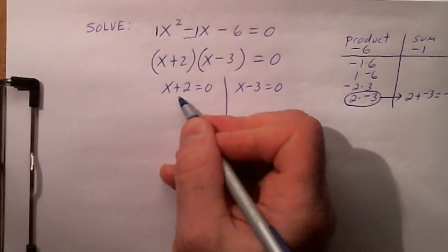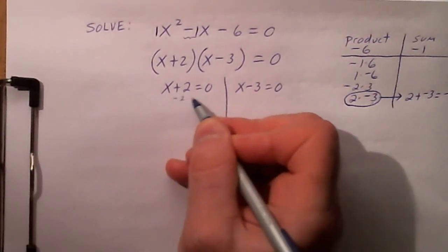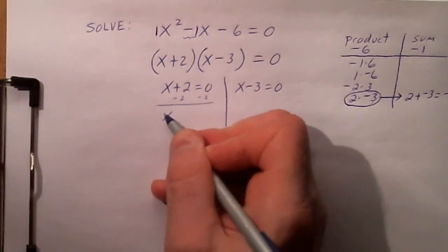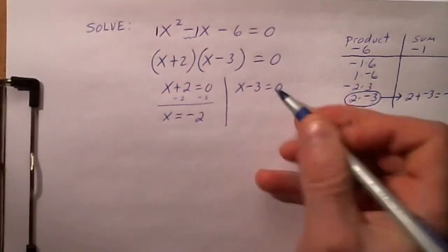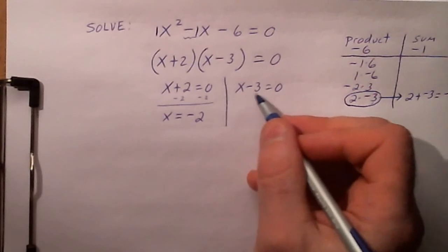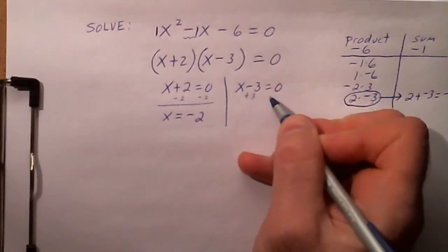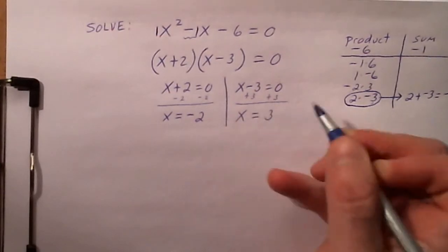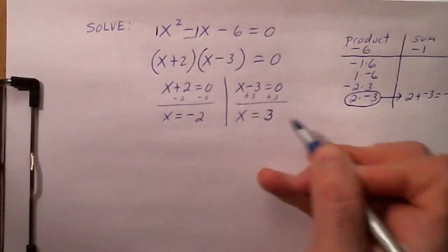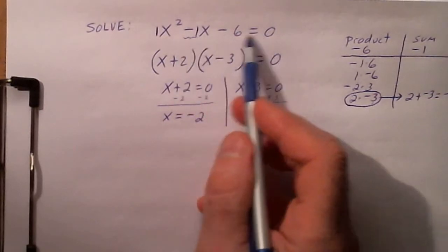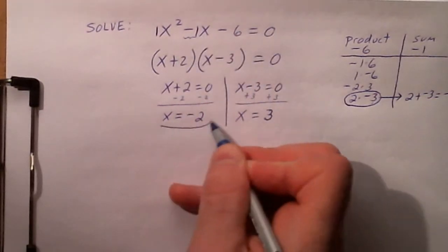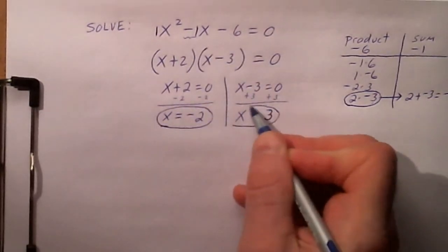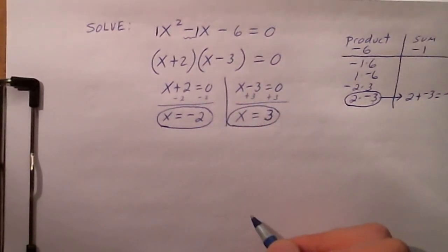To solve this first-degree equation, we just subtract 2 from both sides of the equation, and we get x equals -2. Now solving this equally simple first-degree equation, we add 3 to both sides, and we get x equals 3. And we're done. Our two solutions to the second-degree polynomial equation back up here are -2 and +3. We're done.